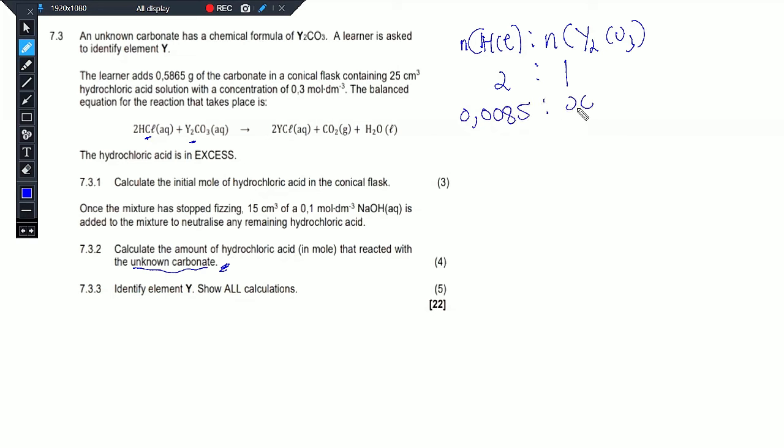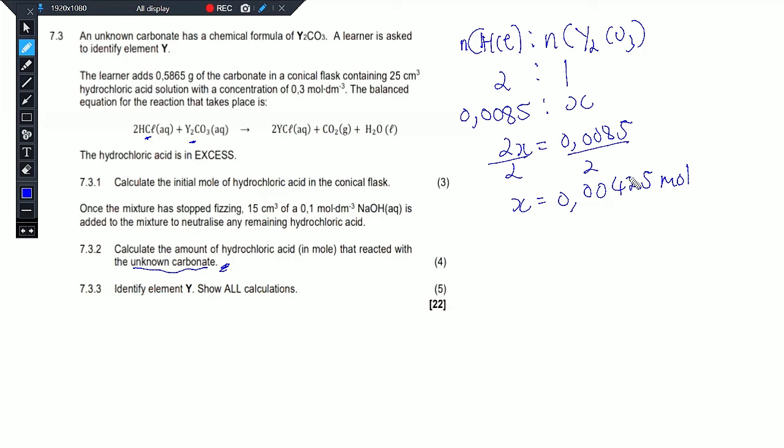To calculate X, let's cross multiply here. Divide by 2, divide by 2. My X is equal to 0.00425 mole. So you don't want to round off here. You can write it in scientific notation, that would be 4.25 times 10 to the exponent of negative 3. But refrain from rounding off before you arrive at the final answer.